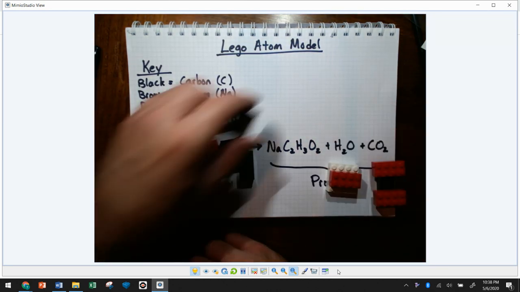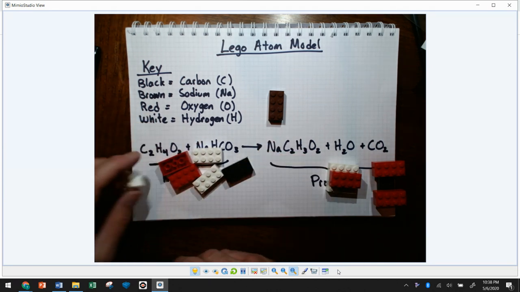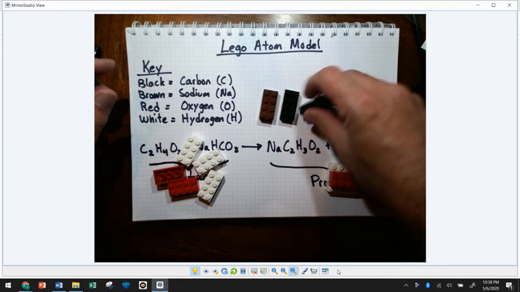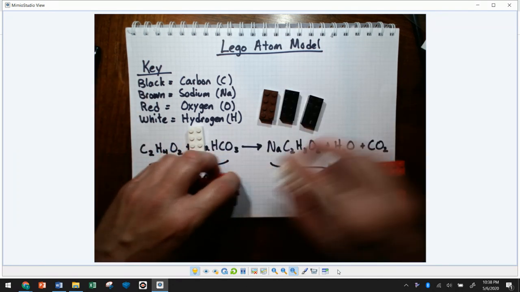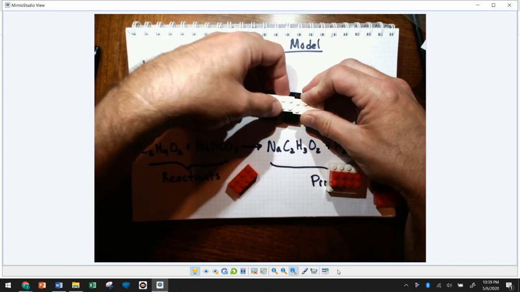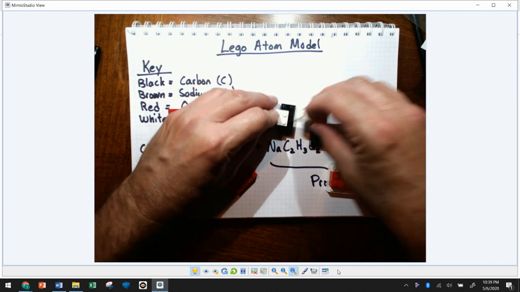And then what I have left is a substance called sodium acetate. I have sodium, 2 carbon, 3 hydrogen, and 2 oxygen. So I will bind these together into a molecule.